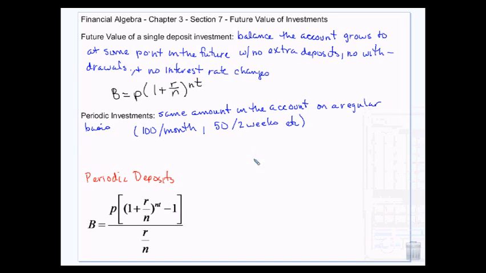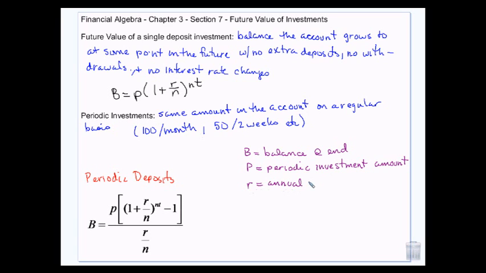Okay, so in this instance, B is our balance at the end of whatever time period we choose. P is the periodic investment. So P is that $100 we put in every month, or that $50 we put in every 2 weeks, or $25 a month, or whatever. R is the annual interest rate. N is the number of times it's compounded annually. And then T is the number of years.